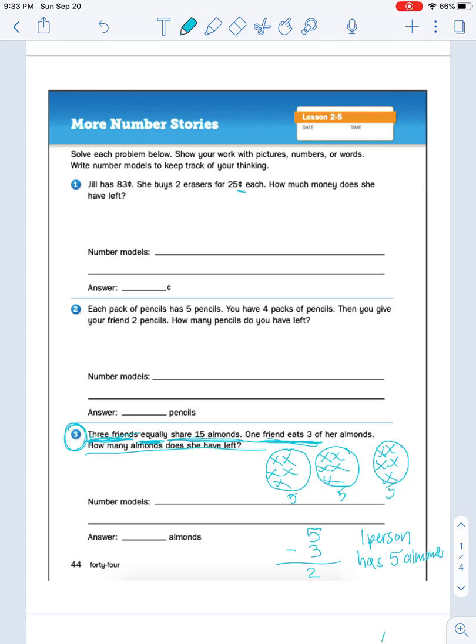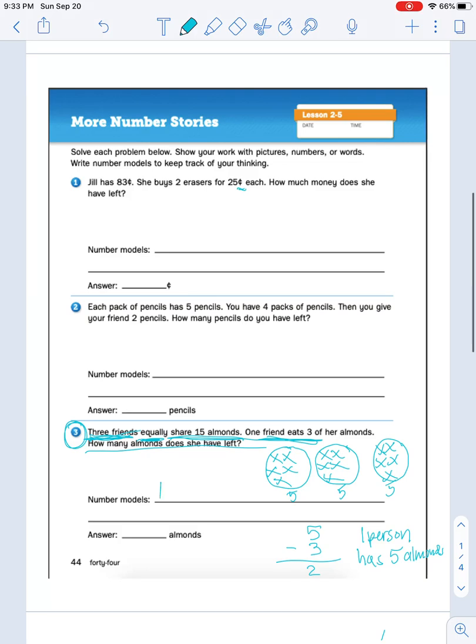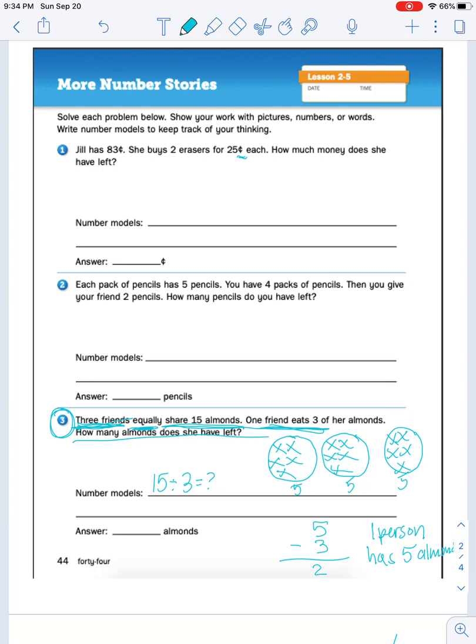Okay, but now we have to write this all down in our number models because I kind of forgot to do that. And that's one of the most important things. Okay, so number models. You can either make it a division problem, so 15 divided by 3 equals question mark, or you could put 5 plus 5 plus 5 equals question mark.